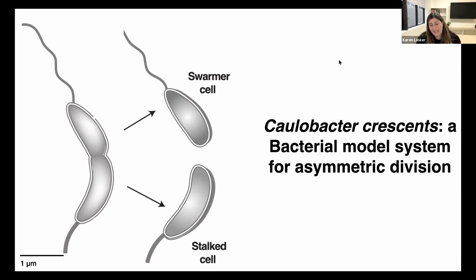The swarmer cell, again, will swim around and eventually differentiate, and the stalk cell will immediately go through another round of the cell cycle. This process happens every cell cycle. It's very predictable and beautiful to see.